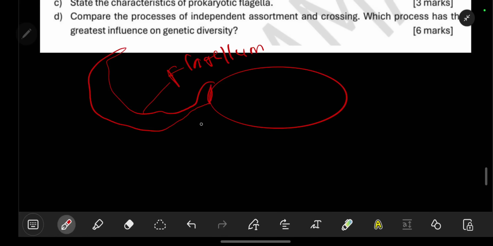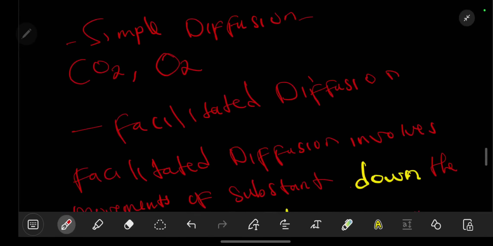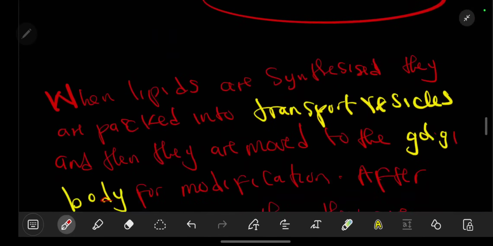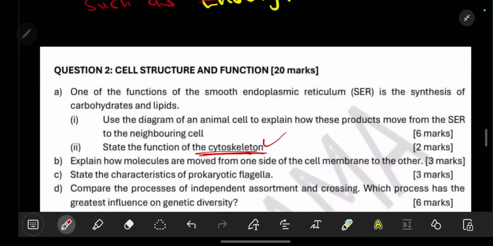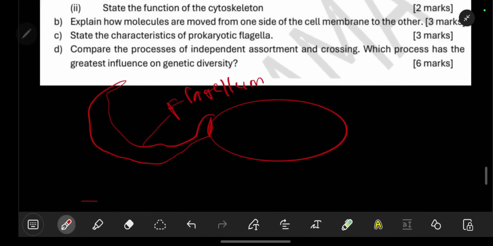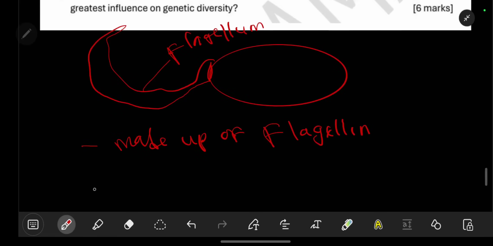So number one, remember, you're not supposed to write points like here. I showed you how you do the question. You answer like how we answered the first question, which is how you write the paragraph. So here, I can use points so that I am much faster. So we have the flagellum. Flagella is made up of the protein flagellin. So it is made up of the protein flagellin.